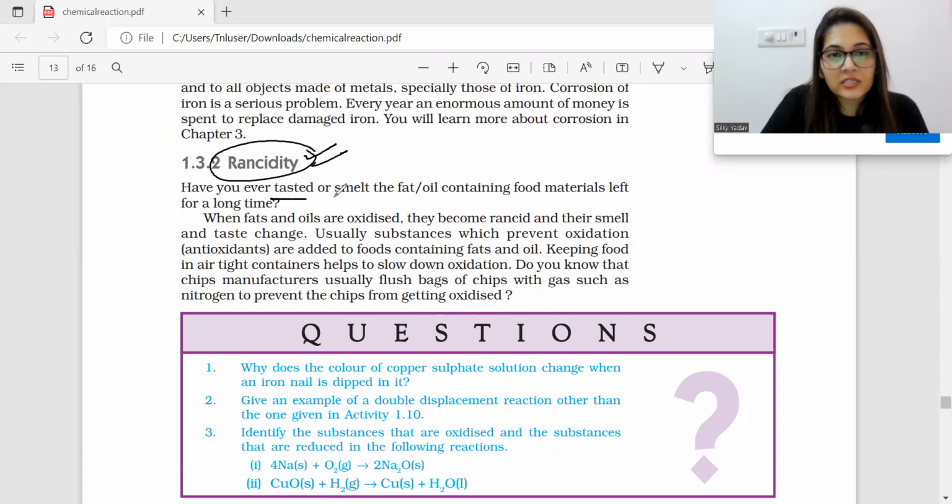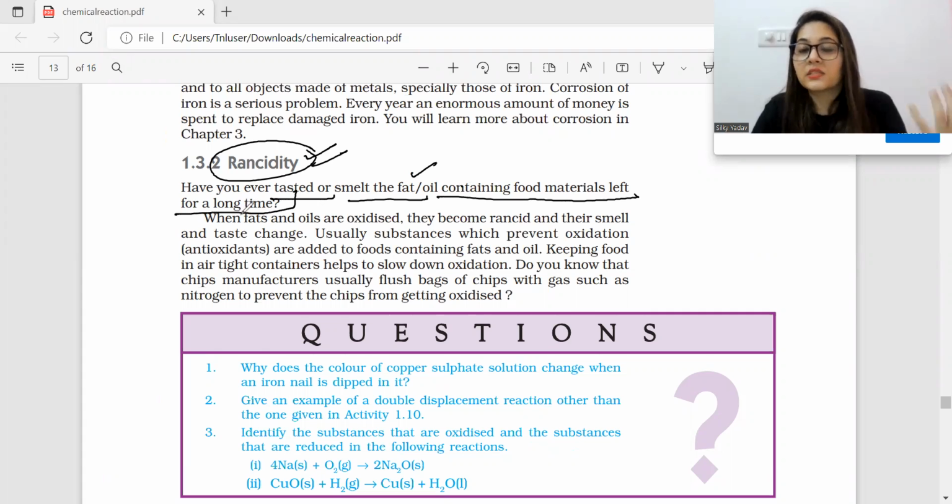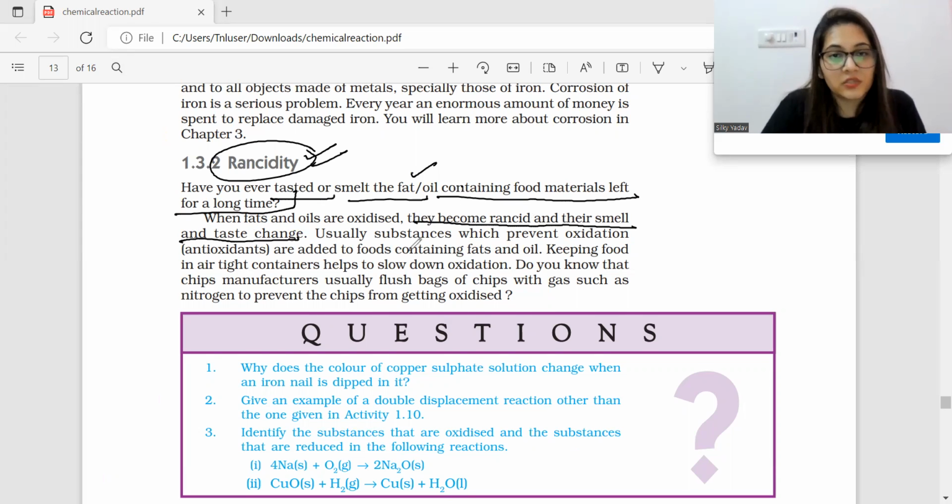Have you ever tasted or smelled fat and oil containing food left open for some time? Their taste changes because the oxygen which was present outside has now come in contact with the food. It's a very slow process, and it is going to degrade the quality because the food has now got oxidized, right? They become rancid and their smell and taste change.